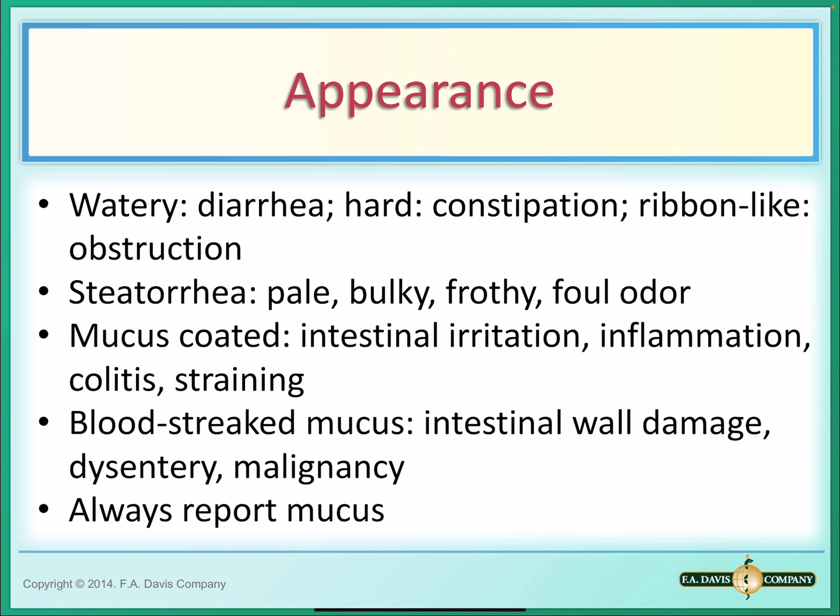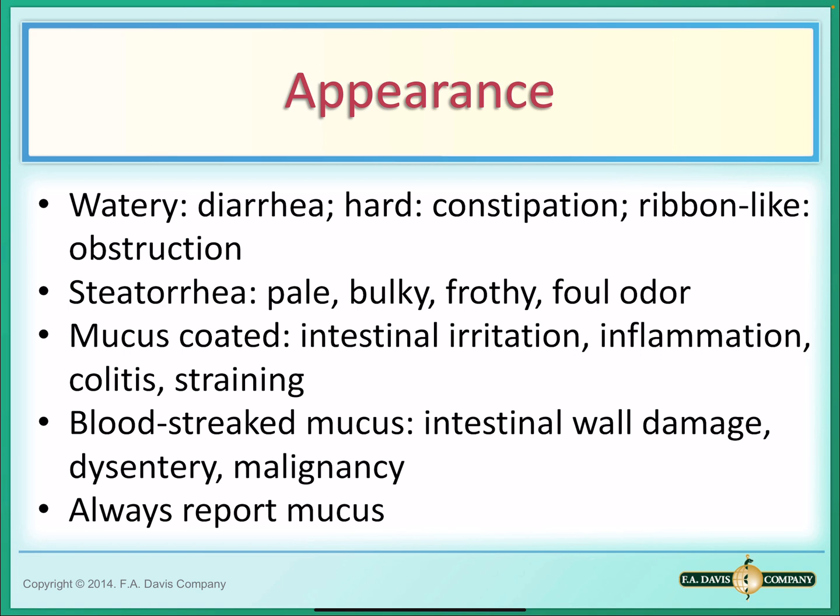If there is a watery consistency of the stool, that may mean that the patient has diarrhea. Small, hard stools are usually seen with constipation. Slender or ribbon-like stools usually suggest some sort of obstruction of the normal passage of material through the intestine. Again, pale stools are associated with biliary obstruction and steatorrhea. Sometimes they appear bulky and frothy, and they have a foul odor.